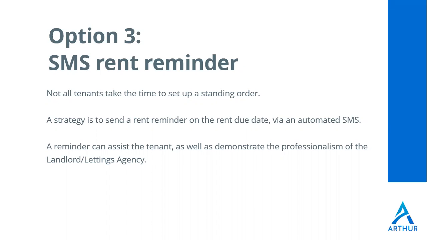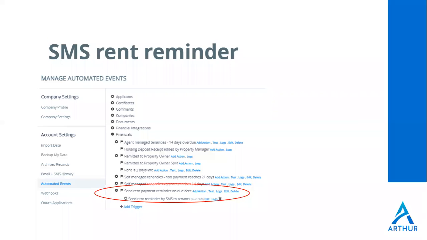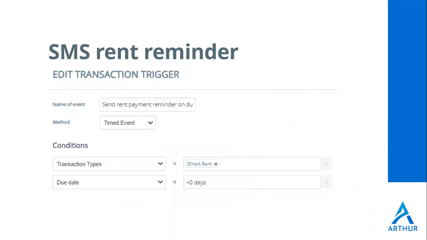So that's option 3. So how do we do that? Again, we go to the tree, we go to financials, and then we're setting a trigger that occurs on the rent due date. Okay. So if we go to the trigger now, the trigger is very simple. Again, it's a timed event. The transaction type is direct rent, which I've mentioned here, but if you're a lettings agency, you would include rent charge, and then the due date is plus 0 days. So the event will occur on the day that the rent was actually due.